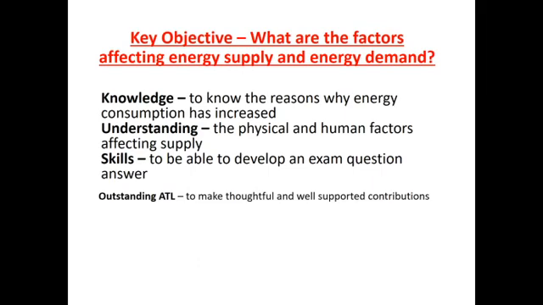Last time I asked you to look at two key objectives, the first of which was: what are the factors affecting energy supply and energy demand. Ideally, you should have broken these down into two key factors. They're physical and human. Remember, physical meaning things that are natural and to do with the environment and the world we live in. Human are things that we do, things that we can have an impact on.